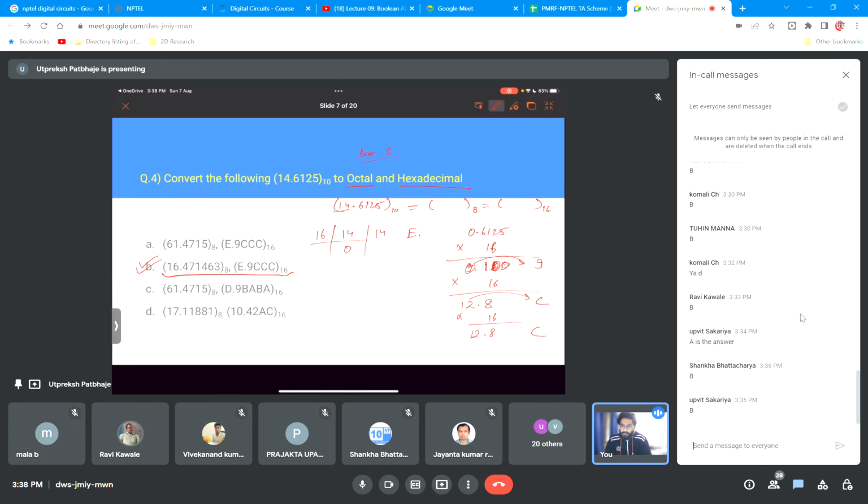So the takeaway from this question is: for the part before the decimal point, divide it by the base, and after the decimal point, keep multiplying by the base and keep writing down the whole number that you encounter. If you follow that, you will get the answer to be B in this question. And I think most of the people are getting B.